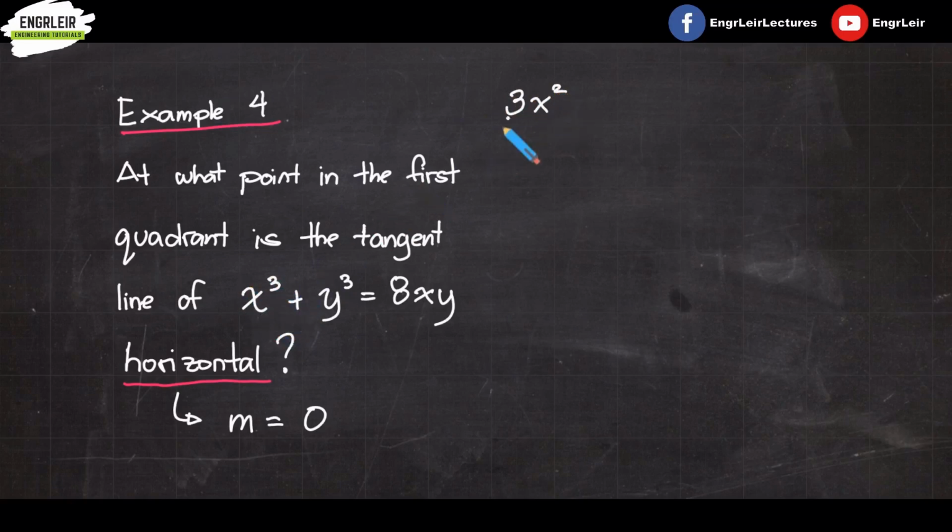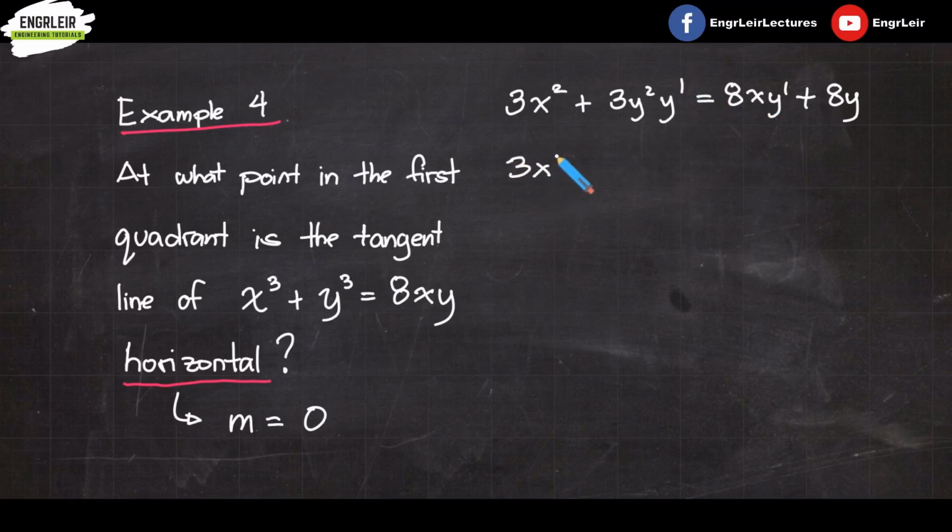So the derivative of x cubed is 3x squared, plus 3y squared y prime is equal to, then this is the product rule, that would be 8x y prime plus 8y. So by the product rule, this is its derivative. Again, let's gather everything with y prime on one side.